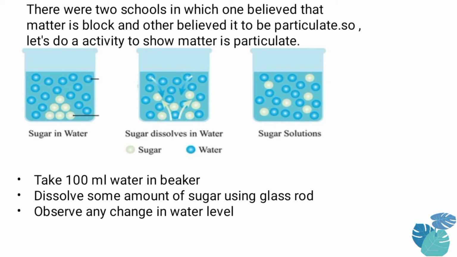So now, start dissolving some amount of sugar using a glass rod. You take a glass rod and stir it, and the sugar particles will dissolve. Observe any change in the water level. Before adding the sugar, what is the water level, and after dissolving the sugar, what is the water level? Does the water level change?